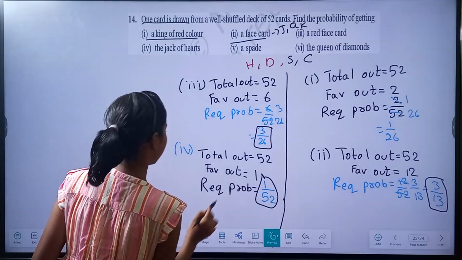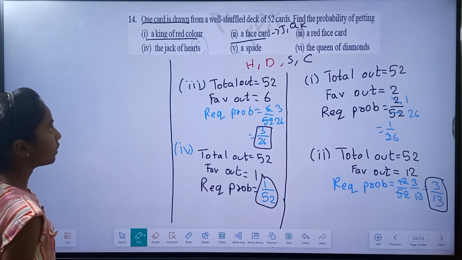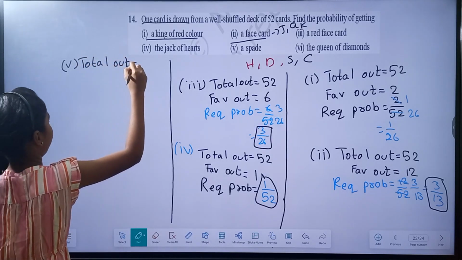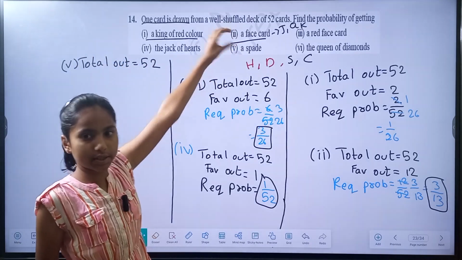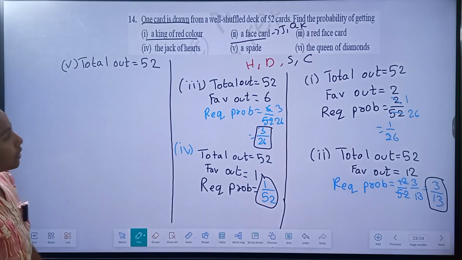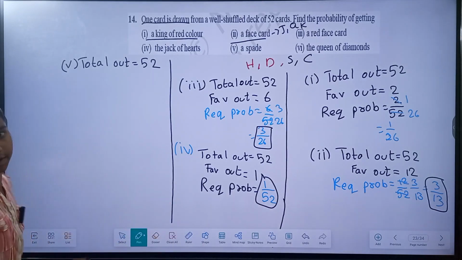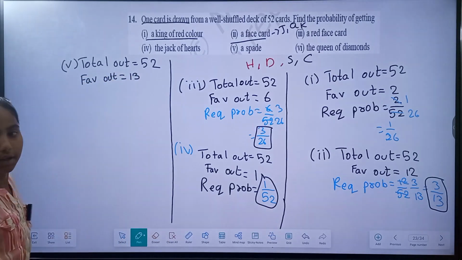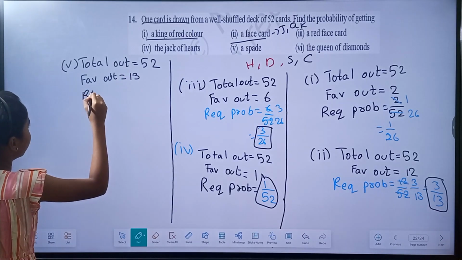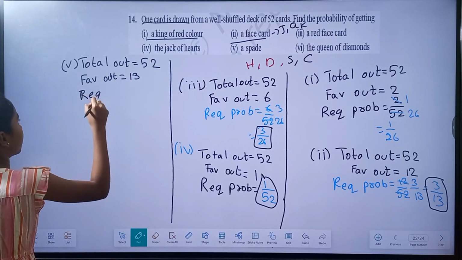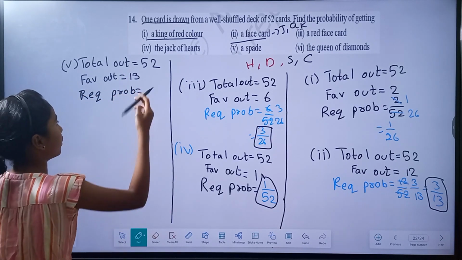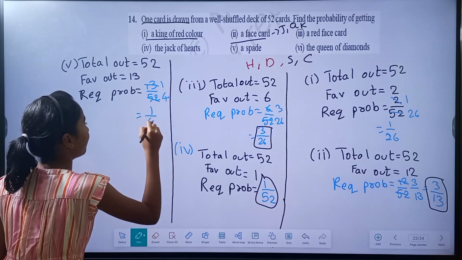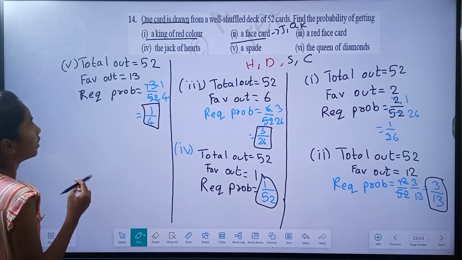Fifth one: a spade. First let us write the total outcomes, 52. And we have to take out a spade. A spade is a suit, which means it has 13 ranks. So we need to take one card out at random, and we have 13 ways for that. So the favorable outcomes equal 13. The required probability is equal to 13 by 52, which by simplifying is equal to 1 by 4.